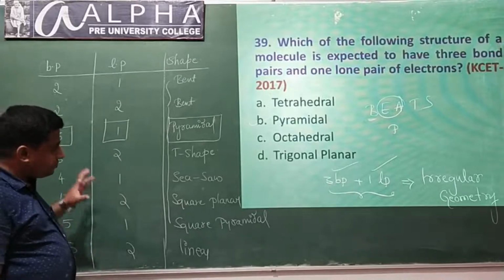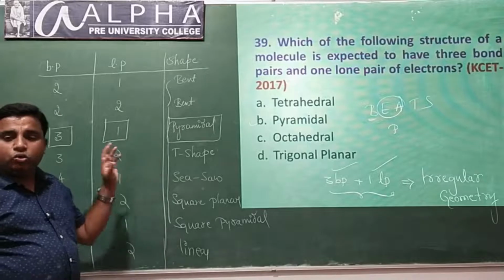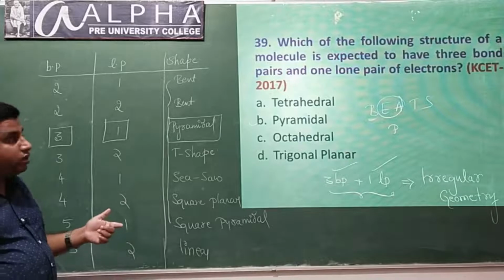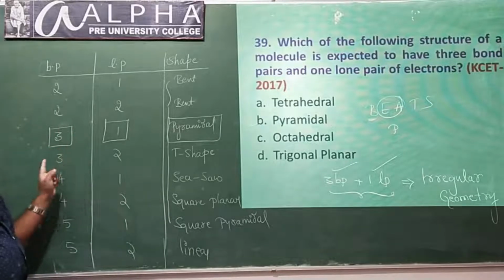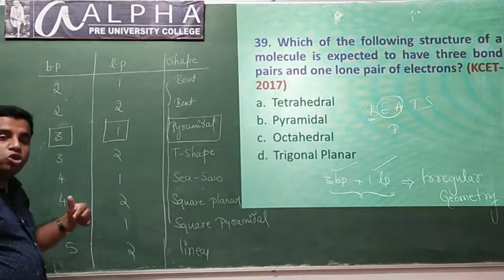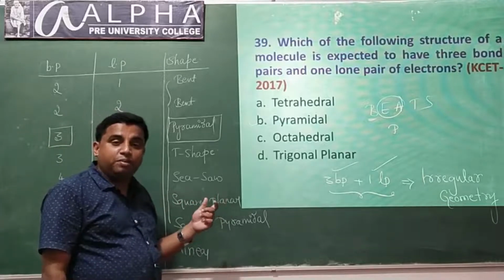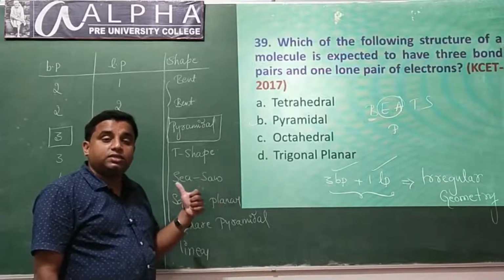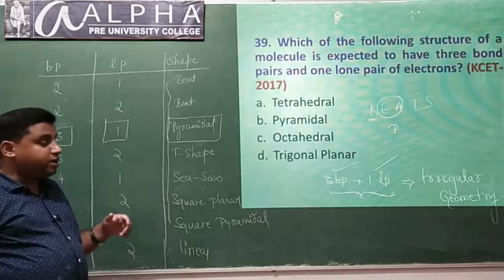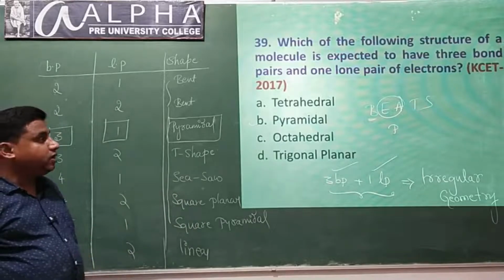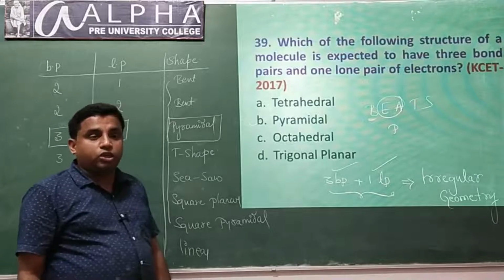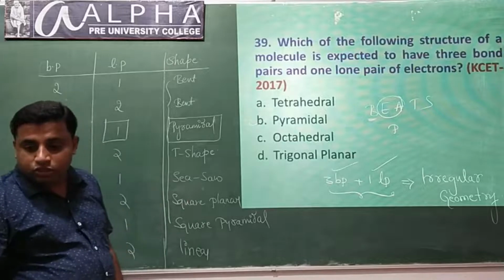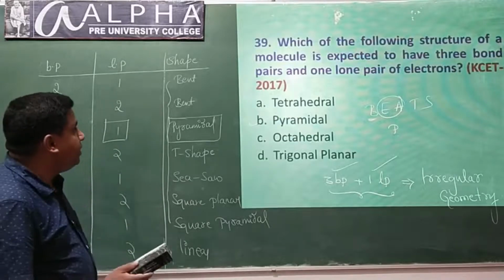Simple, students. Please remember this table. I keep telling you, memorize the concepts again and again. So how do you remember? 21, 22, 31, 32, 41, 42, 51, 52. Use the word beats, replace EA by P. B, bent, P, pyramidal, T shape, S, seesaw, square planar, square pyramidal, and last one, linear. So the structure with 3 bond pairs and 1 lone pair is pyramidal geometry.